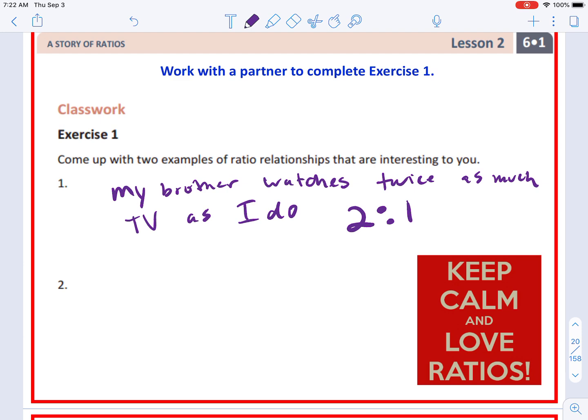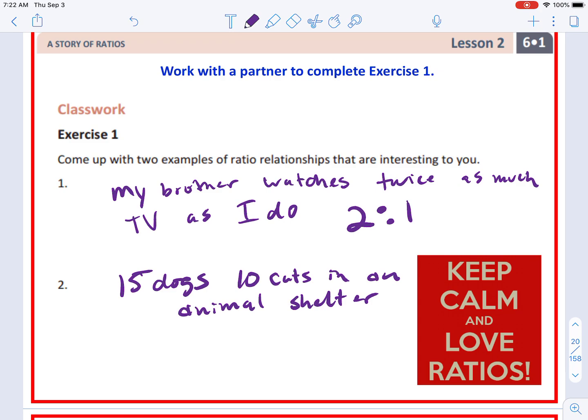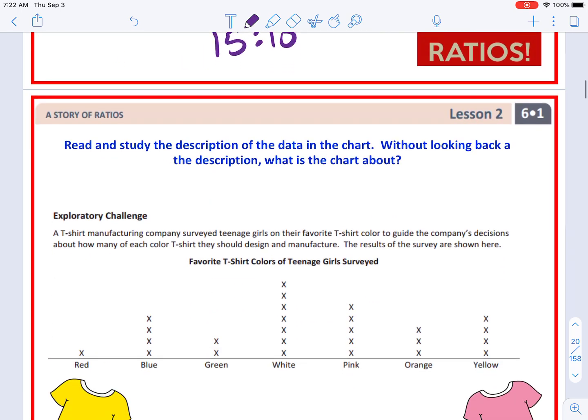Let's say there are 15 dogs and 10 cats in an animal shelter. So the ratio here, 15 dogs, 10 cats in an animal shelter, would be 15 to 10. Dogs to cats, because that's what I'm asking for first. Okay, awesome. Let's move on.